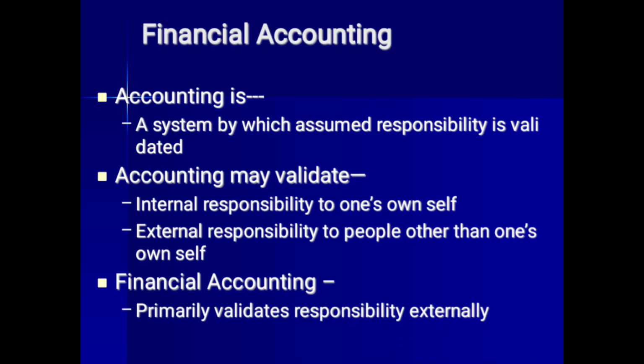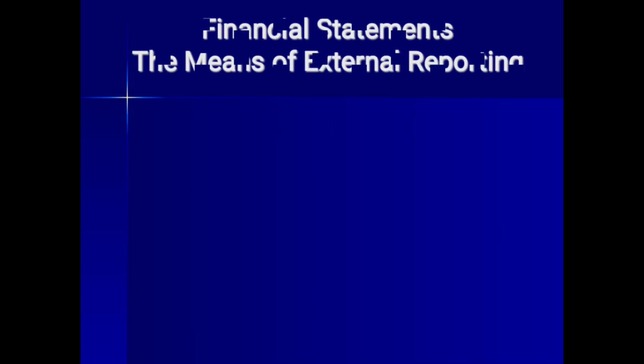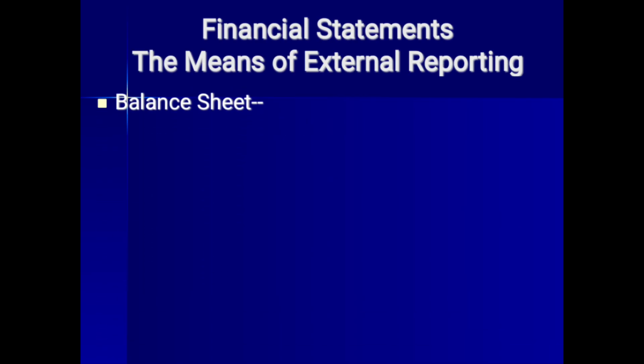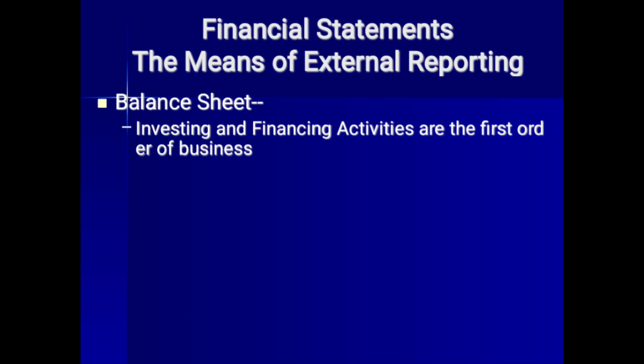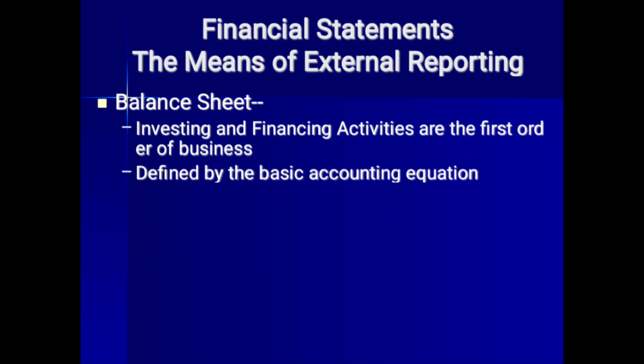The next thing is how financial accounting should be verified: with the help of the external responsibilities, it is very accurate for the business. The next thing is the financial statement. The first concept of the financial statement is the balance sheet. The balance sheet covers the investing and financing activities, the first order of business. It means all the investments or expenses should be finalized with the help of the balance sheet.